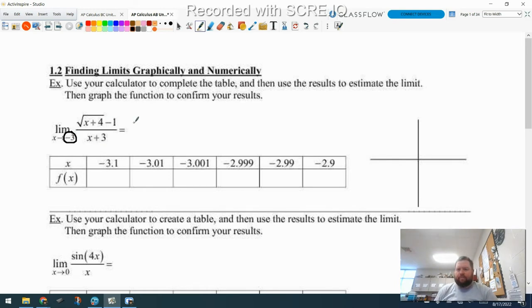We end up with the square root of -3 plus 4, minus 1, over -3 plus 3. All right, and I'm not going to put an equal sign because that would be incorrect math. So I'm just going to draw an arrow. And this is 1, and the square root of 1 is 1, minus 1, so that's a 0. And then -3 plus 3 is 0. Anytime you get 0 over 0, that's a big problem. We call this an indeterminate form.